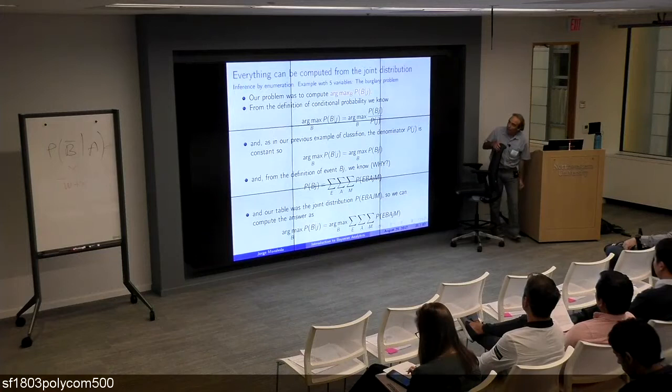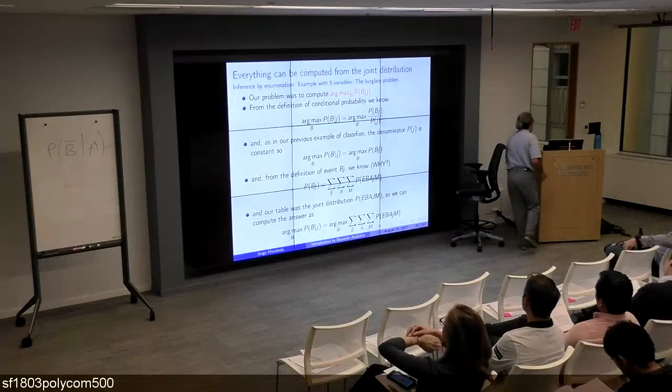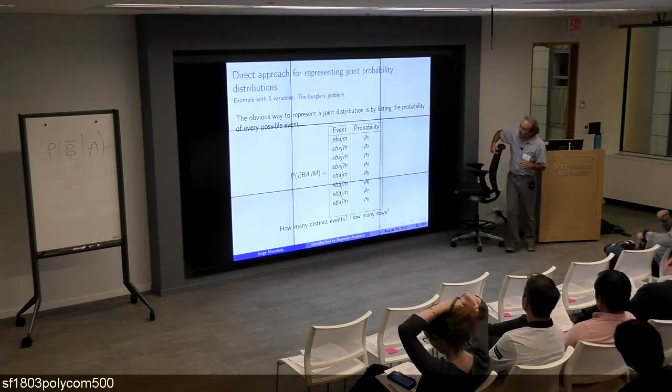This is the math. I'm skipping it because I'm just going through the intuitive approach. Actually, I'm not going to skip it. I'm going to go back to the previous slide and cover this slide without formulas, from here. Is it clear that from this table I could compute the answer to any question?